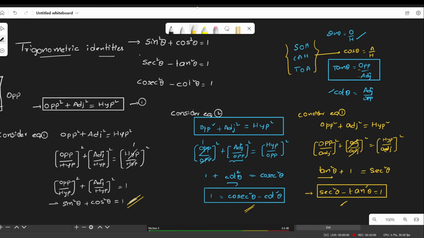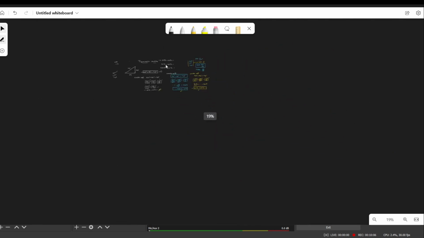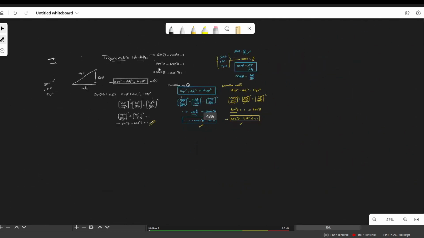In a very simple manner, only by using these trigonometric identities and the Pythagoras theorem, only by using this Pythagoras theorem.